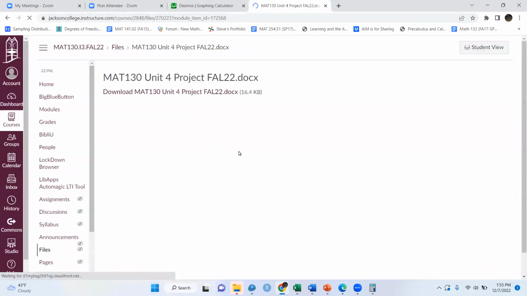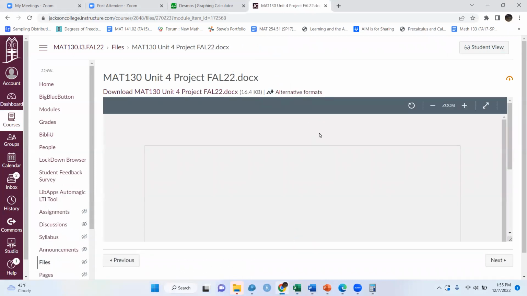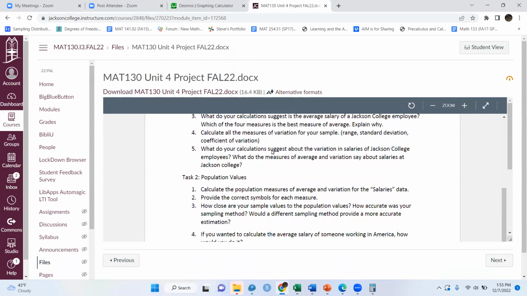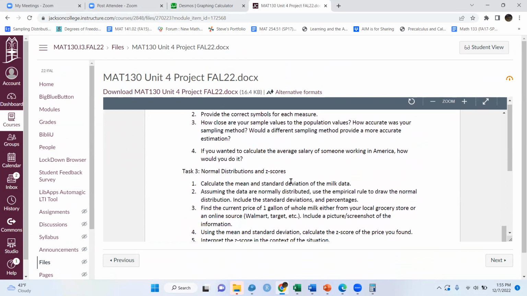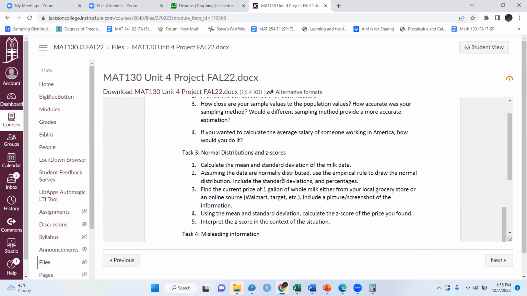I've already talked through the Unit 4 project stuff. I've already talked through task 1 and 2 on how to do that. This is task 3, what we're doing, right? So what you're going to do is assume that this data set of milk is normally distributed, and your job is to draw the normal distribution using the empirical rule, and include the standard deviations and the percentages. So what we need to do is calculate the mean and the standard deviation of this data set.